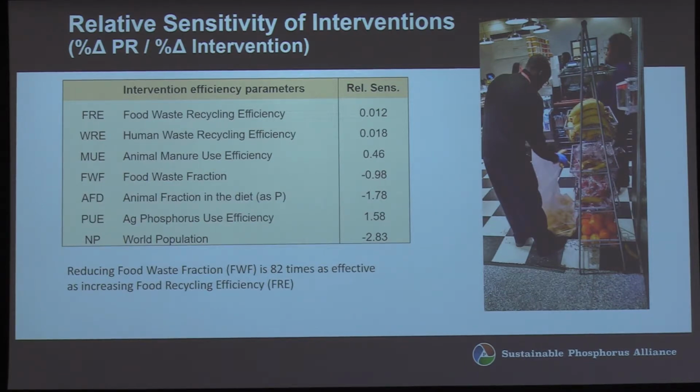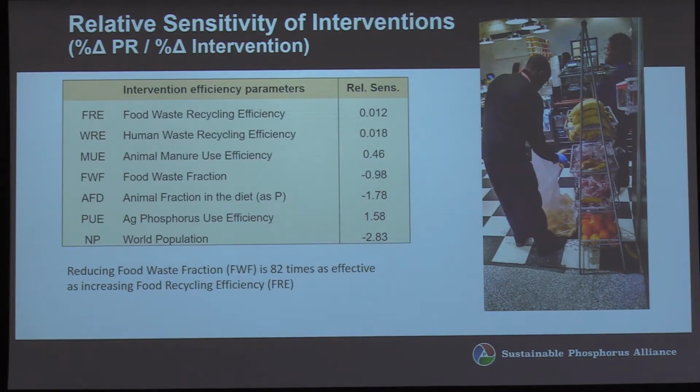So, for example, manure use efficiency, also kind of low. You get less than 0.5% improvement for each 1% improvement in manure use. But that would probably be less costly, I think, than, for example, to get people to eat less meat in their diet. That's a more difficult thing sociologically to achieve.